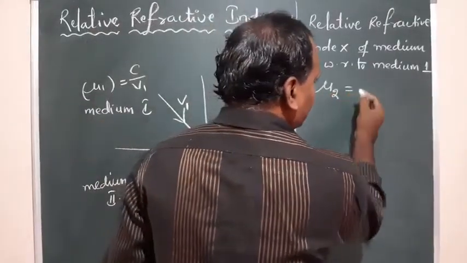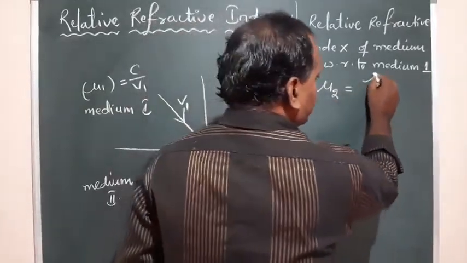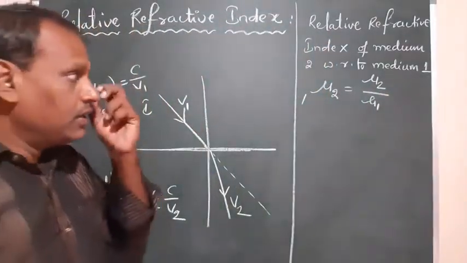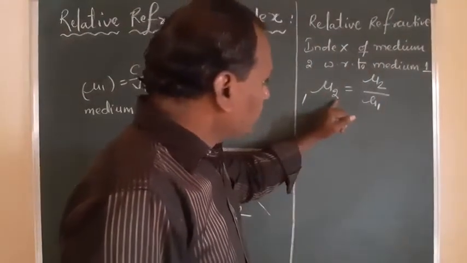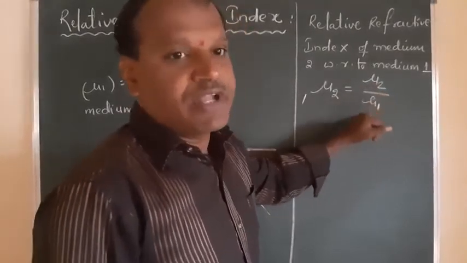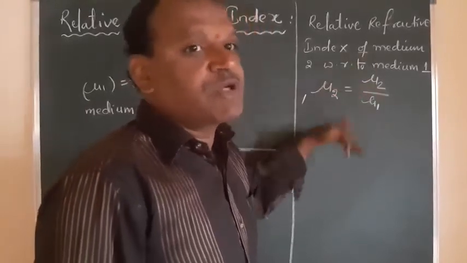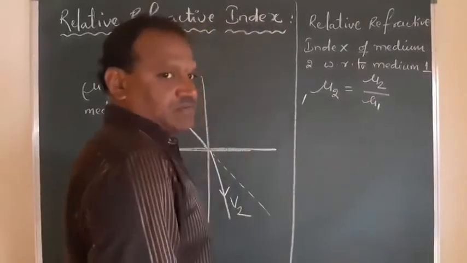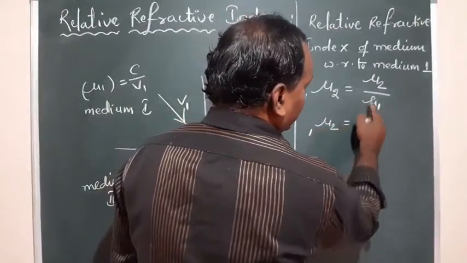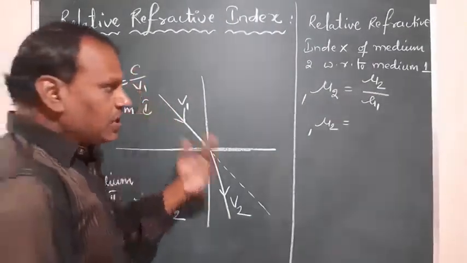This is the relative refractive index of medium 2 with respect to medium 1, which is defined as the absolute refractive index of the second medium to the absolute refractive index of the first medium. That means mu21 is mu2 upon mu1. This is the definition for the relative refractive index of medium 2 with respect to medium 1. What is mu2 here? C upon V2. And what is mu1? C upon V1. So I can put these values here.